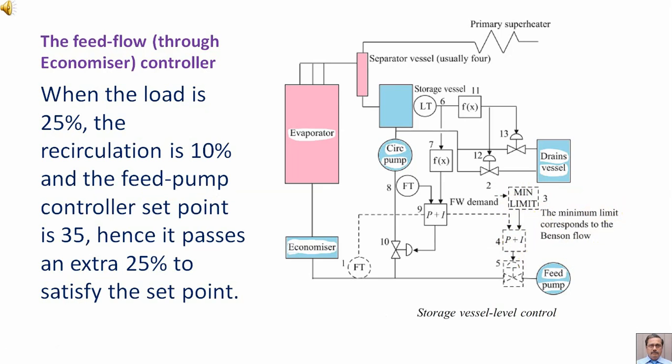When the load is 25%, circulation flow is 10%. The set point for the controller is 35%. So an extra 25% is required to satisfy the set point.